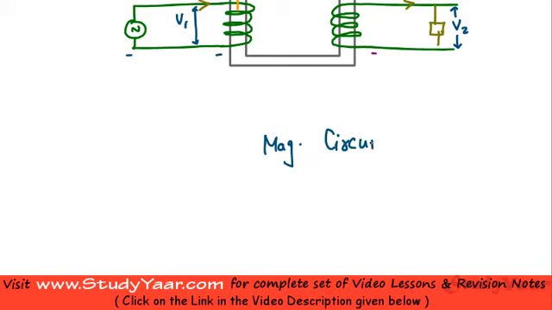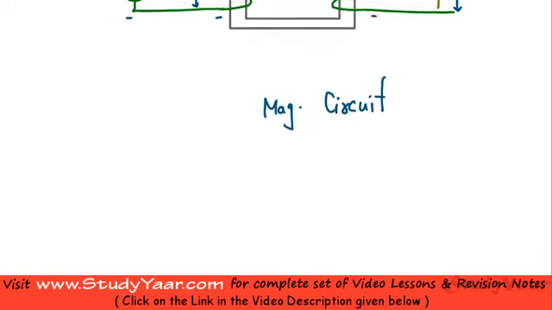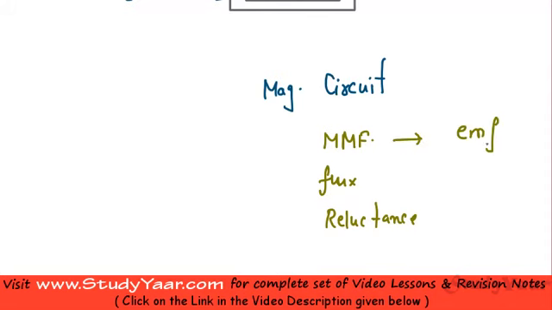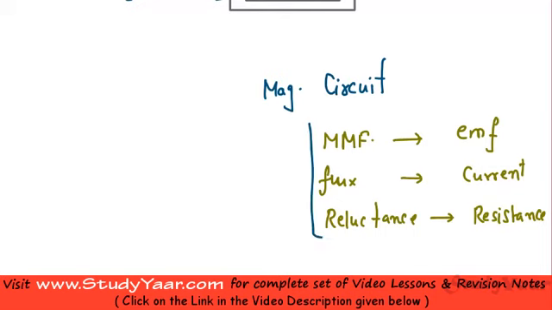Okay, so if you remember your magnetic circuit theory, then your magnetic circuit basically comprises of MMF, flux, and reluctance. Okay, so you can just relate these quantities to your EMF in a regular electric circuit, a current in an electric circuit, and a resistance in an electric circuit. Okay, so whatever rules you have for these quantities, you have similar rules for these quantities.